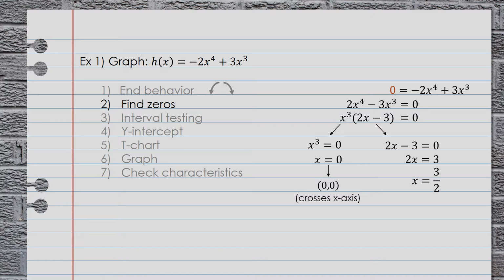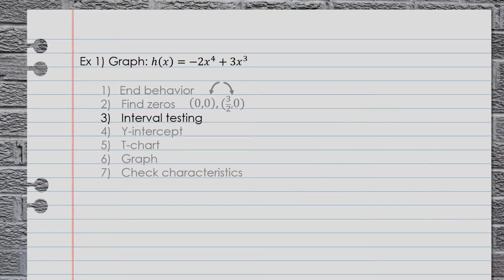Now the other zero is x equals 3/2, but again, we must write that as an ordered pair, which would simply be (3/2, 0). Again, I want to identify its characteristic, so I go back to the factored form to look at its multiplicity. Since I do not see an exponent, that means there's an understood 1 there. Since 1 is odd, that means it too will cross the x-axis at that location. So our zeros are (0, 0) and (3/2, 0).